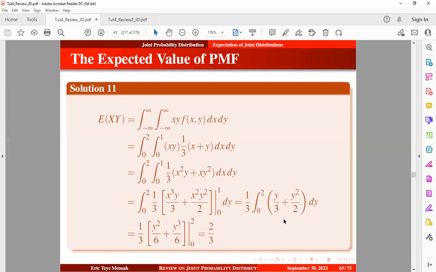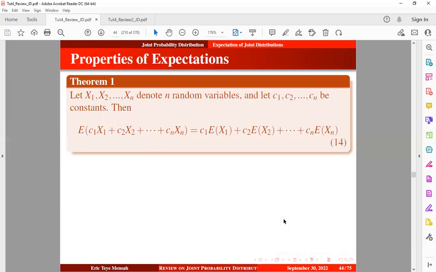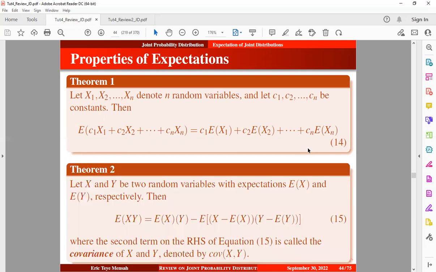All right, so now let's jump into some properties of expectations. Theorem 1. Let x1, x2 up to xn denote n random variables, and let c1, c2 up to cn be constants. Then the expectation of the sum of the product of the constants and the random variables can be expressed in this form. We just have to pull the constants out so that we can take the expectation of the random variables.